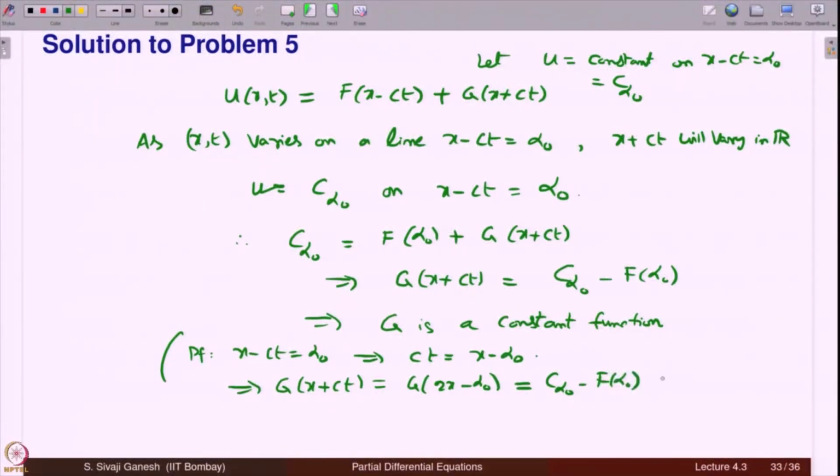So, that is what this implies, that g is identically equal to this constant, because as x varies, if you consider this line, x is varying throughout. x minus ct is what is fixed as alpha naught. So, x varies from minus infinity to infinity. Therefore, g is a constant function, g of z equal to c alpha naught minus f alpha naught. So, it is a constant function.